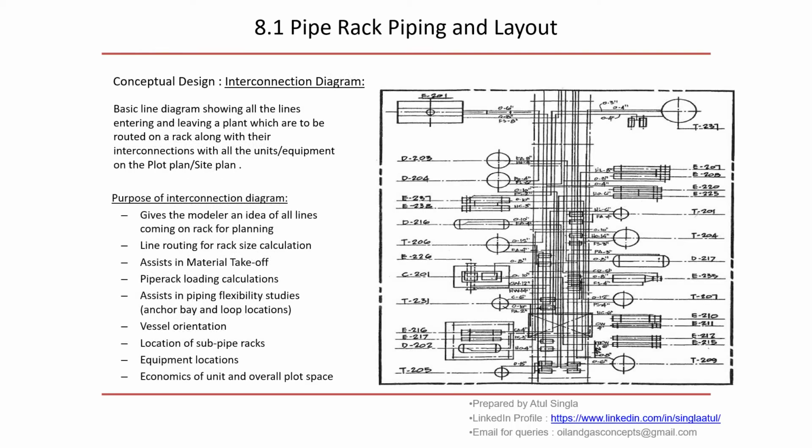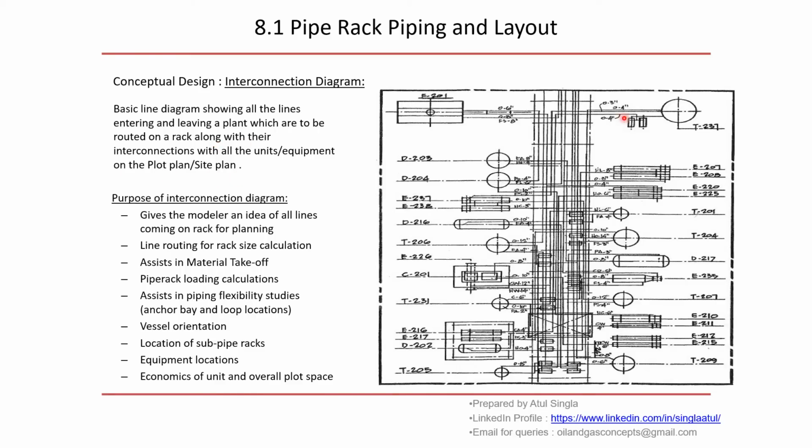Let us look at the first thing which we need to do before starting our layout for pipe rack. The first thing is the interconnecting diagram. Now let us understand what the interconnecting diagram is. It is a basic line diagram showing all the lines entering and leaving a plant which are to be routed on pipe rack, along with the interconnections with all the units and equipment on the plot plan.